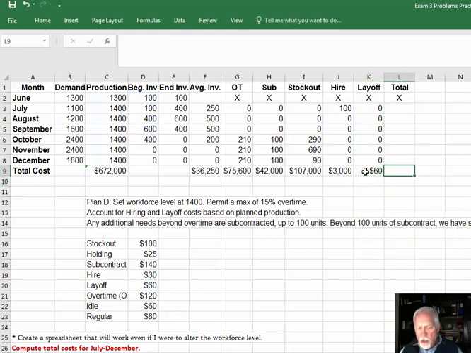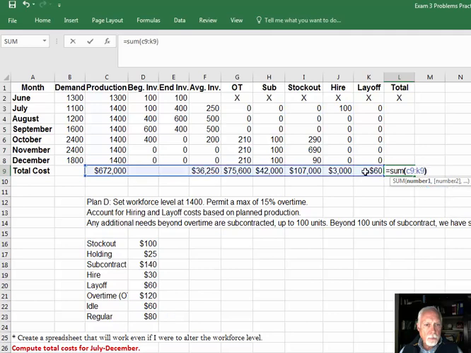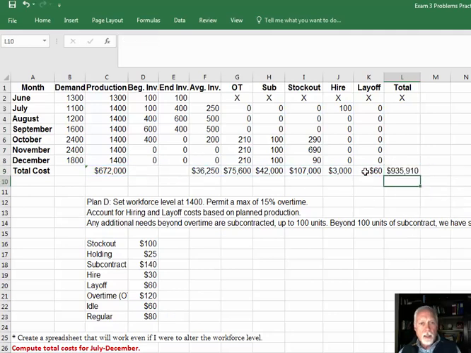And finally, total cost equals sum of C9 to K9, $935,910. So we have solved this problem and we have computed the total cost for July through December. And that completes this problem. This is part two of the aggregate plan problem.